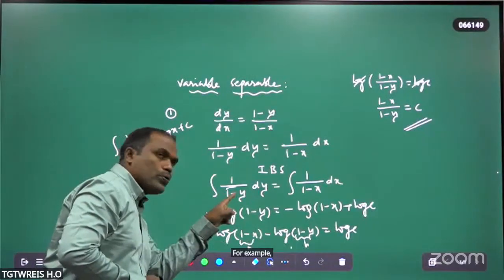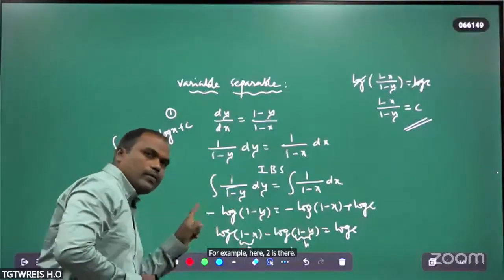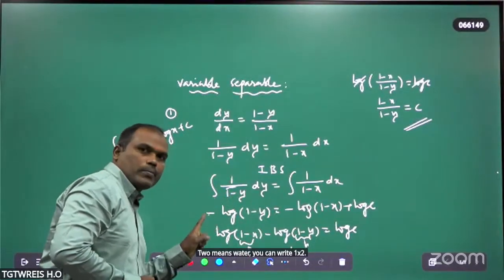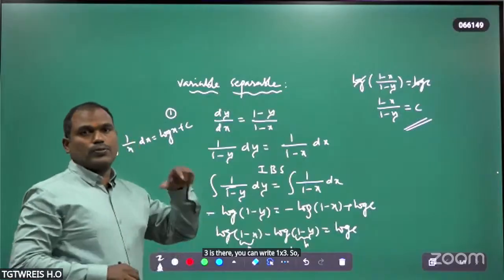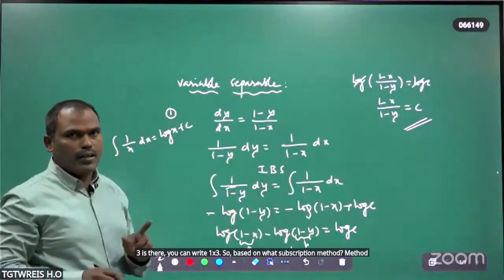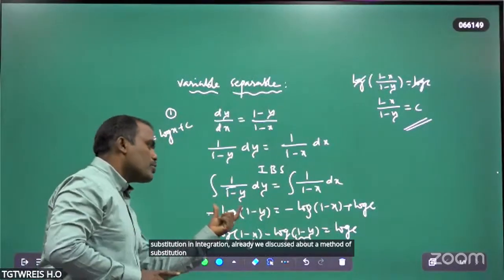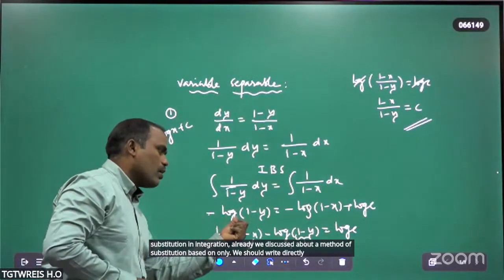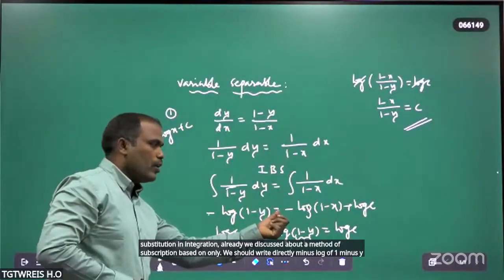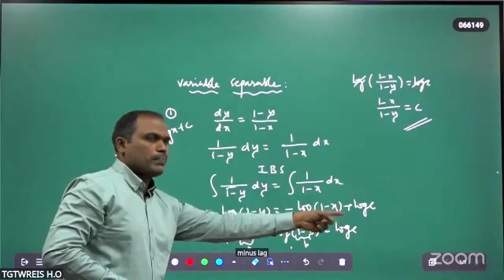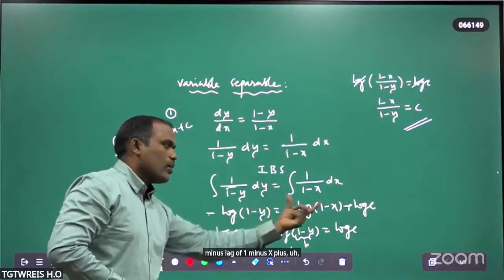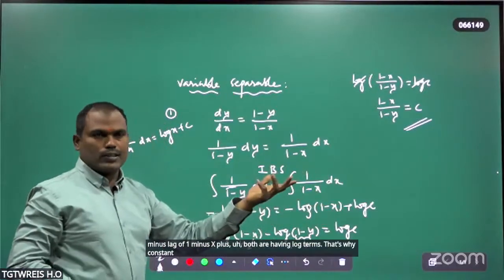For example, if 2 is there, you can write 1 by 2. If 3 is there, you can write 1 by 3. That is based on the method of substitution in integration, which we already discussed. Based on that, we should write directly minus log of 1 minus y equal to minus log of 1 minus x plus constant. Both are having log terms, so the constant also you can write as log c only.